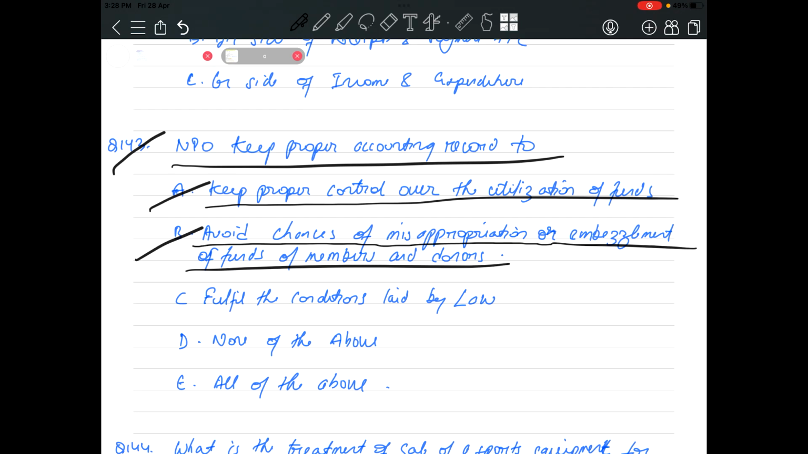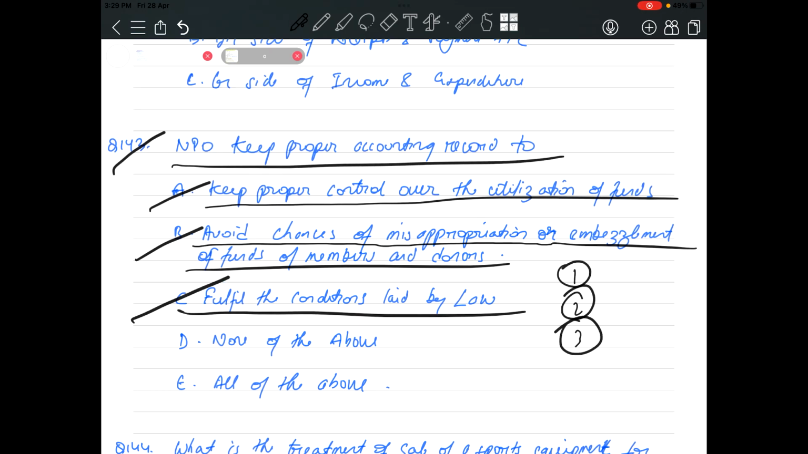Okay, and point number C, fulfill the conditions laid by law. There is a condition given by the law that you have to prepare 3 accounts: receipt and payment account, income and expenditure account, and cash book. So this is also a valid point.